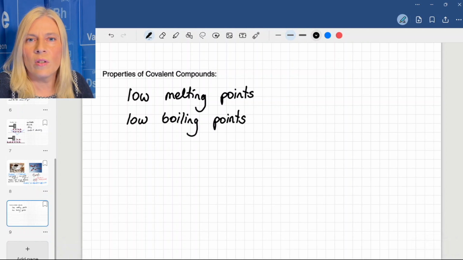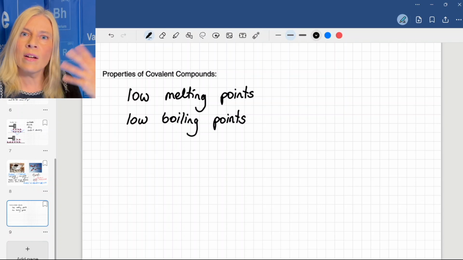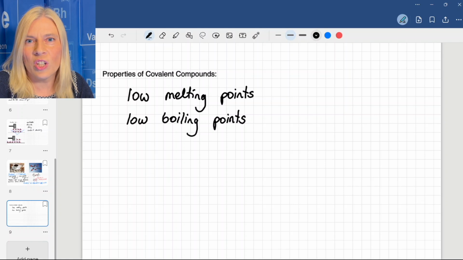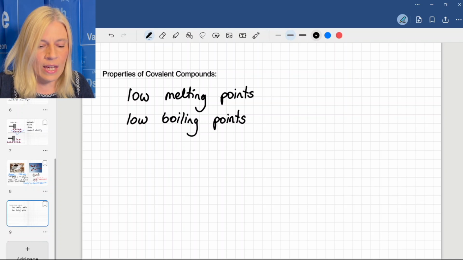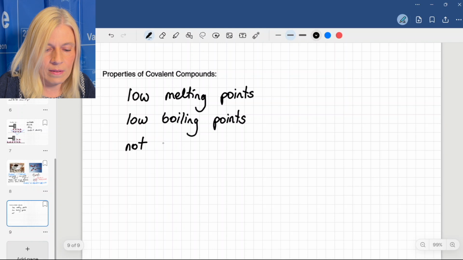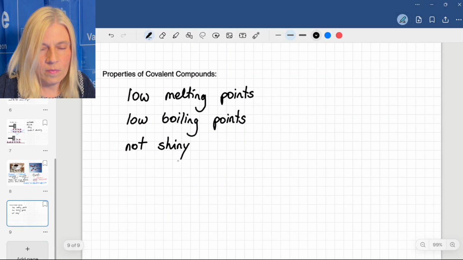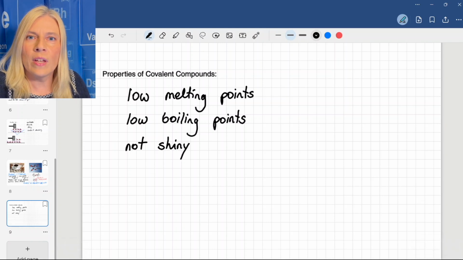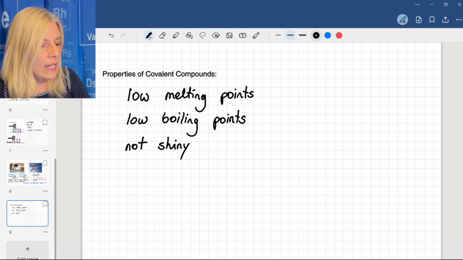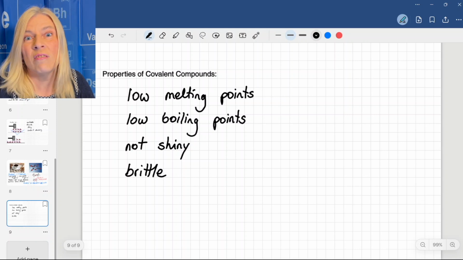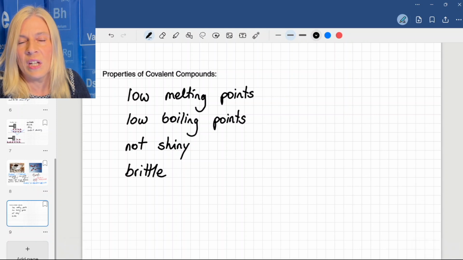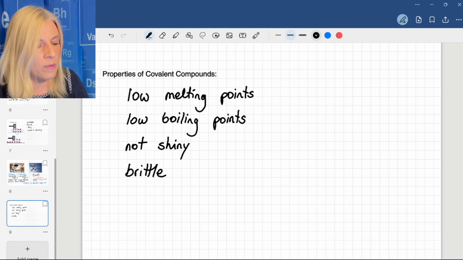Many molecular compounds have actually already boiled away, like oxygen, O2, that's around us. It's a gas at room temperature. So room temperature is already higher than its boiling point. It already boiled away. They are also not shiny, like sulfur, the yellow powder. Many of them are also brittle. Think about sugar cubes. You can hit them with a hammer and break them apart pretty easily.